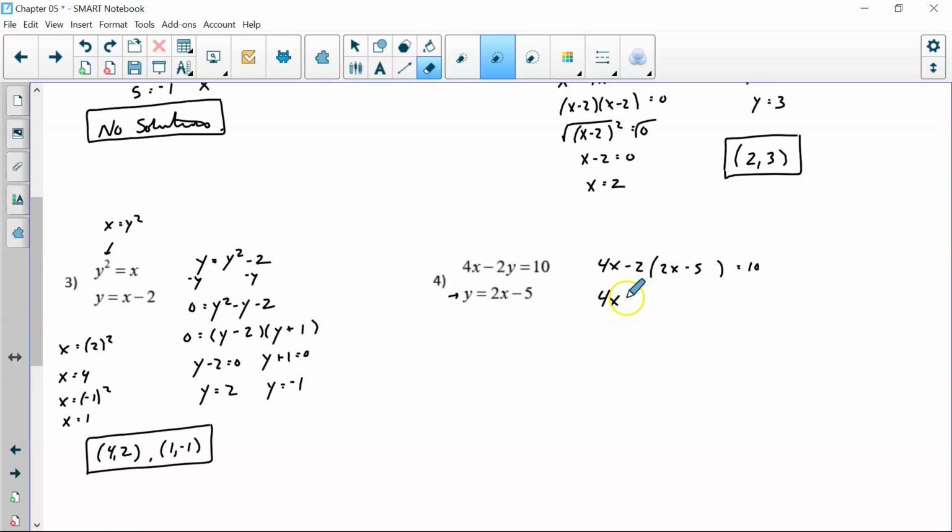4x, distribute the -2, minus 4x plus 10 equals 10. When we combine our like terms, we get 10 equals 10. The variables are gone, and that's a true statement. What this means is that we have infinitely many solutions.